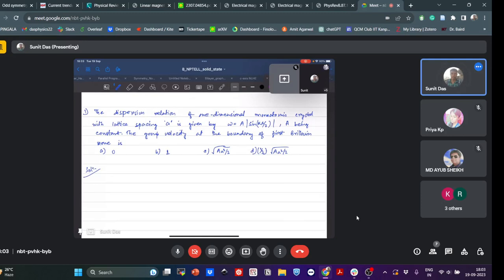Okay, so the first problem is we have some dispersion relation for a one-dimensional monoatomic crystal with lattice spacing a, and the dispersion is given by omega equal to A mod of sin(ka/2). So we need to find the group velocity at the boundary of the first Brillouin zone. So let's try to find it, and then I will solve.